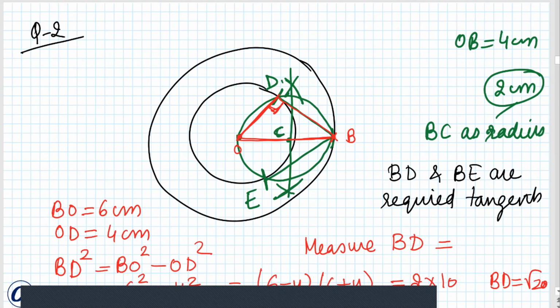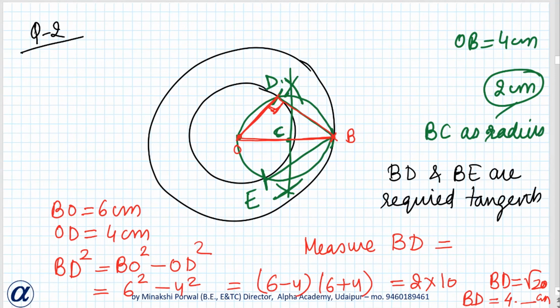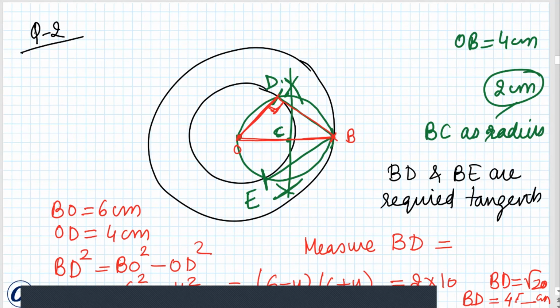Okay, under root 20 will be roughly 4 point something, because square root of 16 is 4, square root of 25 is 5. So it will be 4 point something. The exact value you can obtain by obtaining square root of this number. Now measure with a scale, what is your BD coming and is it the same, is it correct or not? You can verify. Okay, so everybody complete this question. It is 4.5 roughly.